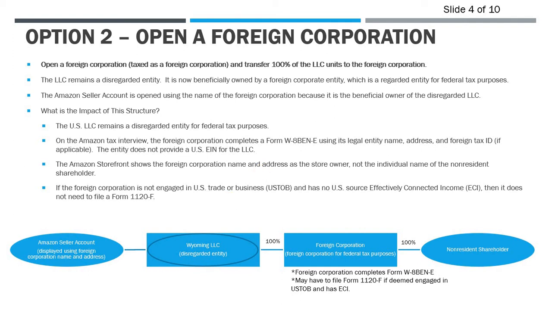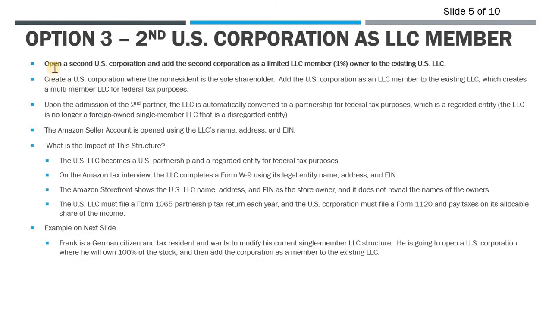Let's have a look at option three. So option three, we open a second U.S. corporation and add the second corporation as a member, let's say a 1% owner, to the existing LLC. So we create a U.S. corporation. The non-resident is the sole shareholder. Add the U.S. corporation as an LLC member to the existing LLC, which creates a multi-member LLC for federal tax purposes. Now, remember, when we have a second partner come in and you have a multi-member LLC, it automatically converts to a partnership for federal tax purposes.